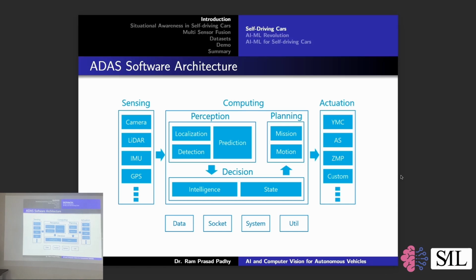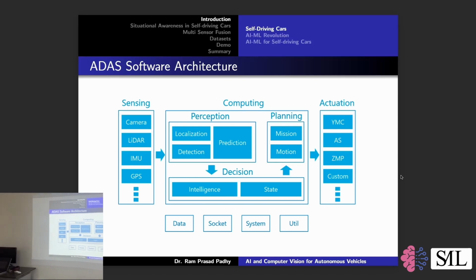Okay, so there three components are involved. One is the perception, planning, and decision, or rather I would say it is perception, decision, and planning. Right? So that is the sequential way it goes. Perception is perceiving the environment, that is the short form known as perception. Perceiving the environment or knowing the environment.